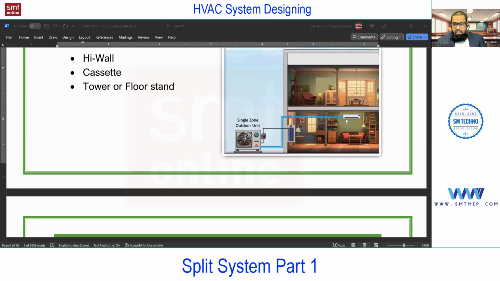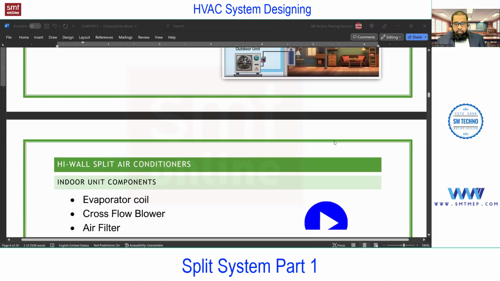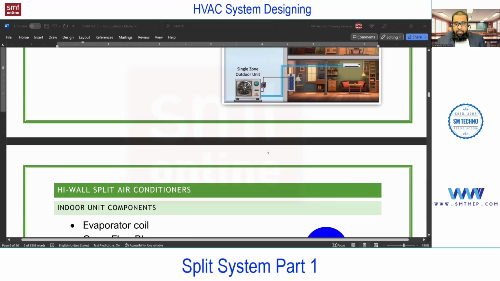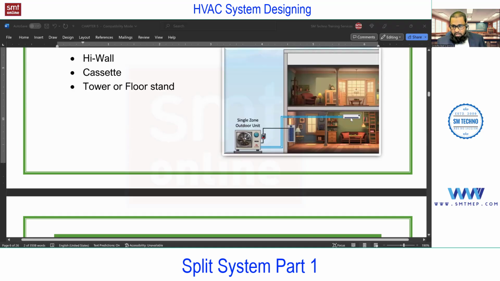From FFL, not less than 6 feet, above 6 feet only, because up to 6 feet we are considering as an occupied zone. What is occupied zone? You'll find that in the topic called air distribution. So next, what are the components in the indoor unit? You see in this high wall, this is called FCU. So first we'll talk about the components inside this, then the components of the outdoor unit.